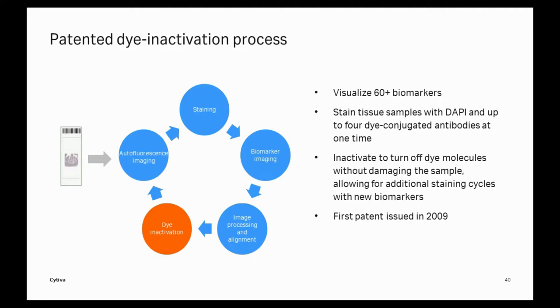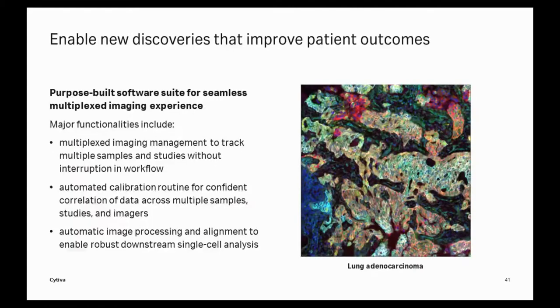Let's dig a little bit deeper into the dye inactivation process that really allows the cyclical staining that leaves your tissue intact. So the tissue is stained with DAPI as a nuclear stain. This is what allows the image registration of serial images, and then up to four dye conjugated antibodies at one time. The dyes themselves are inactivated to turn off the dye molecule, so the samples are not damaged. And this is really what allows for the cyclical nature of the staining. As you saw in some of the work Fiona presented, the first patent for this serial staining and deactivation was issued in 2009. It's been significantly refined since then.